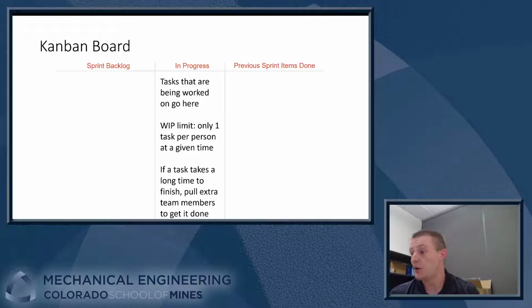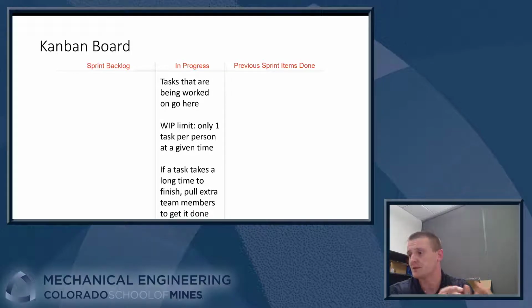Okay, now a key thing about the in progress column is we have what's known as the work in progress limit, or the WIP limit. Okay, so only one task per person can be in the in progress column at a given time, right? The idea here is we don't want somebody having like 4 different tasks that they're responsible for completing all at the same time, and they're not able to effectively multitask and do all of them at the same time.